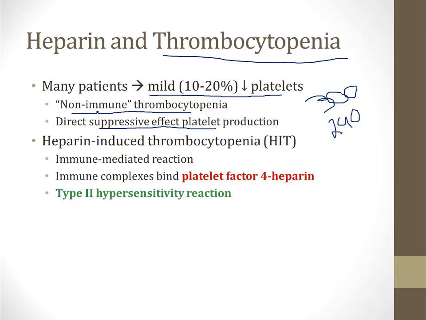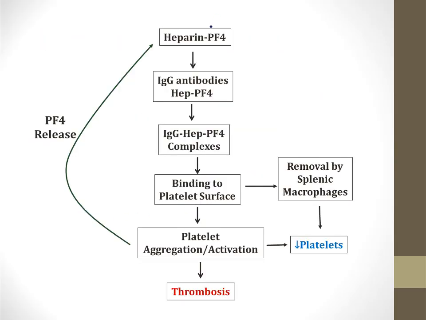The platelet count remains well within the normal range, and that is an example of non-immune thrombocytopenia in a patient on heparin. A much more serious condition is called heparin-induced thrombocytopenia, or HIT. This is an immune-mediated reaction where immune complexes bind to platelet factor 4 and heparin and elicit an immune response. This is an example of a type 2 hypersensitivity reaction. To understand the pathophysiology of heparin-induced thrombocytopenia, you have to recall that platelets make a substance called platelet factor 4, which is stored in their granules. When platelets become activated, platelet factor 4 is released and it can bind to heparin.